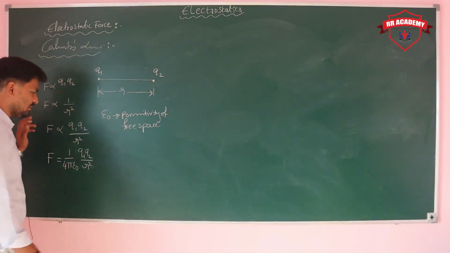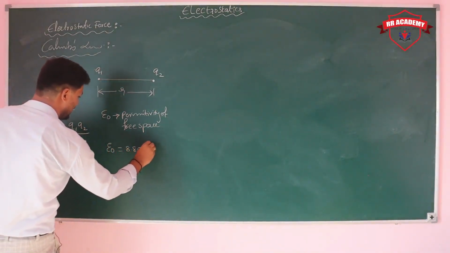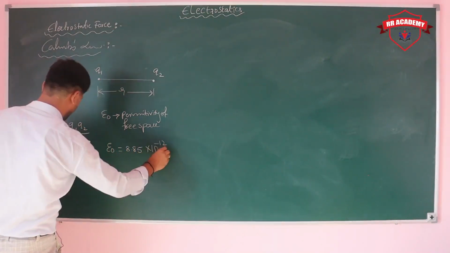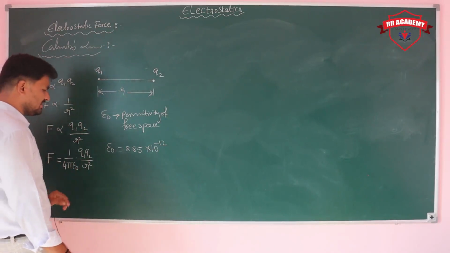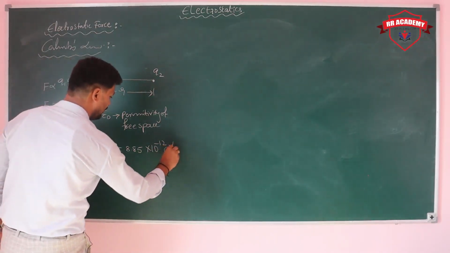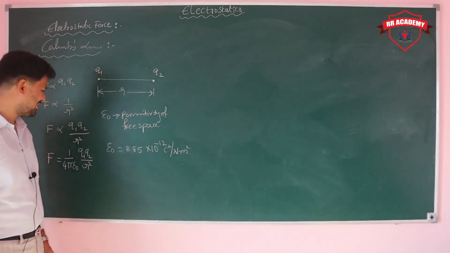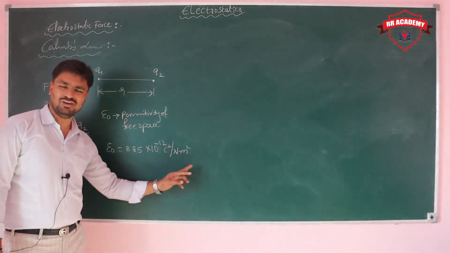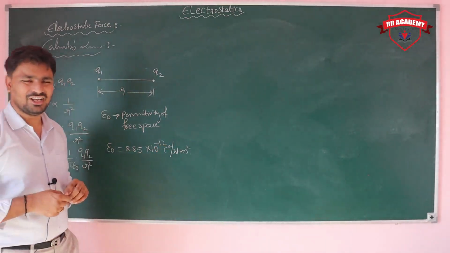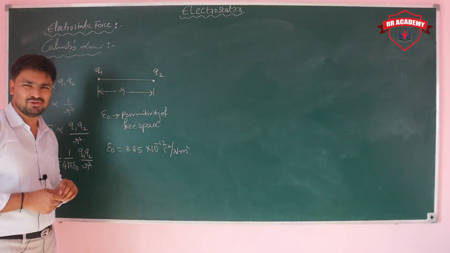The value of epsilon naught is 8.85 into 10 to the power of minus 12, and the unit is Coulomb square per Newton meter square. That is the unit of epsilon naught.